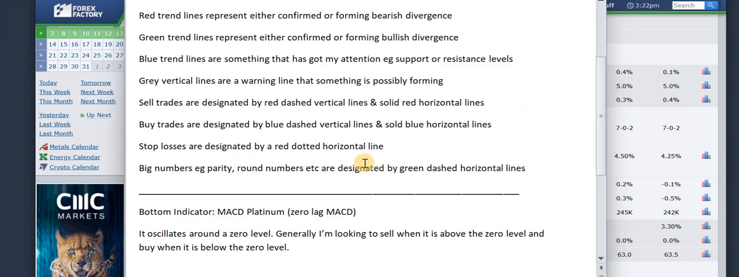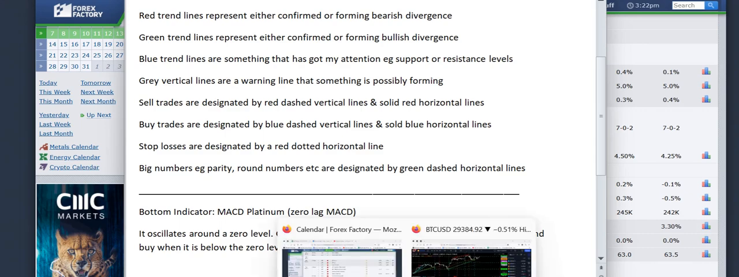The main indicator is the bottom indicator. It's the MACD Platinum, which is a zero lag MACD. It oscillates around the zero level, which is the faint grey line you'll see in the video. Generally, I'm looking to sell when it's above the zero level and buy when it's below the zero level. That's the general rule. All right, let's get on the charts then.